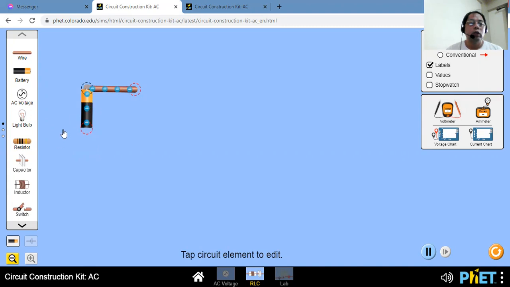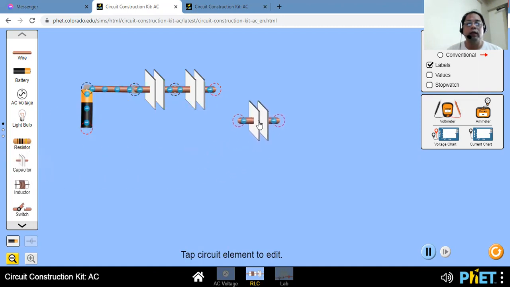Now, the next thing that we need are capacitors. So our first setup will allow us to connect capacitors in series. So if you connect them in series, it may probably appear this way.